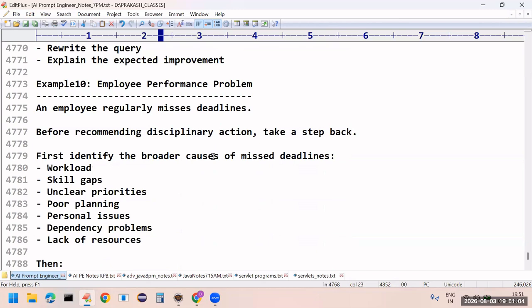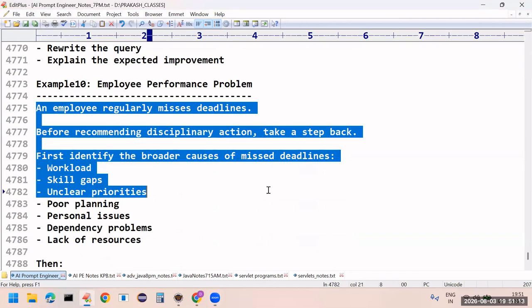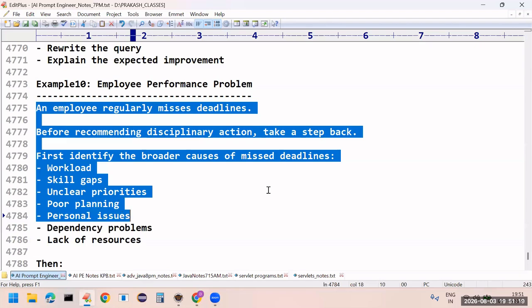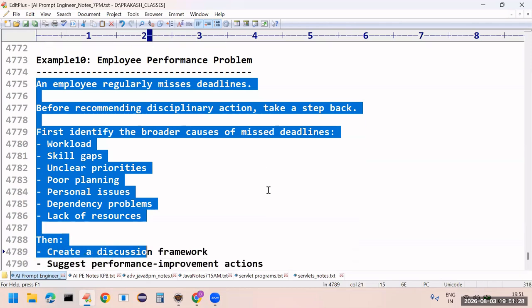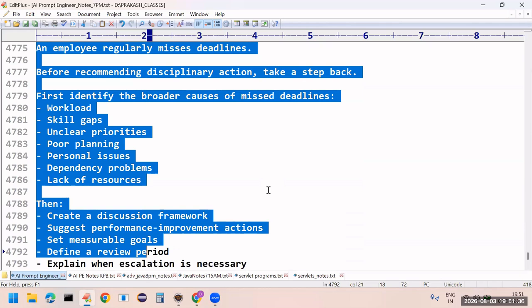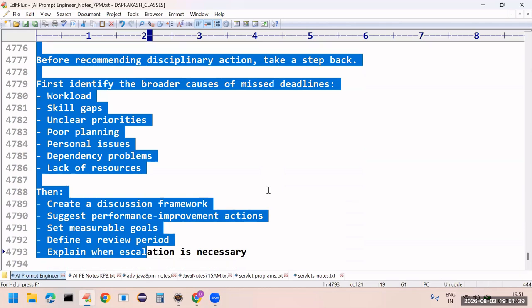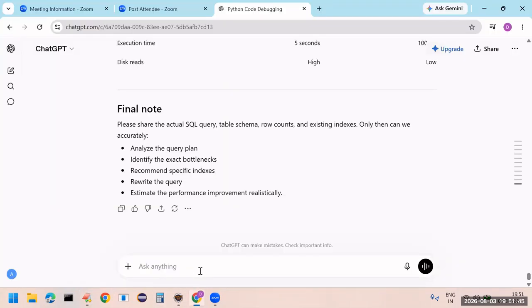So, employee performance problem. Sir, an employee regularly misses the deadlines. Before recommending the disciplinary action, take a step back. First, identify the broader causes of missed deadlines: workload, skill gaps, unclear priorities, poor planning, personal issues, dependency problems, lack of resources. Then create a discussion framework. Suggest performance improvement actions. Set measurable goals. Define a review period. Explain when escalation is necessary. Like that, just try to run this prompt and check.